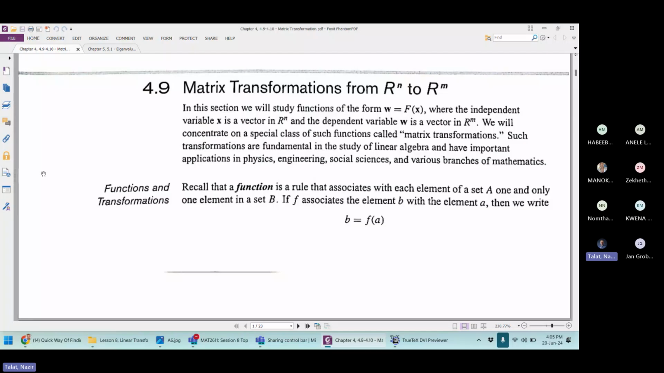So in today's lesson, we will describe the matrix transformation. Also, we will discuss eigenvalues and eigenvectors. First of all, we will start with the matrix transformation.